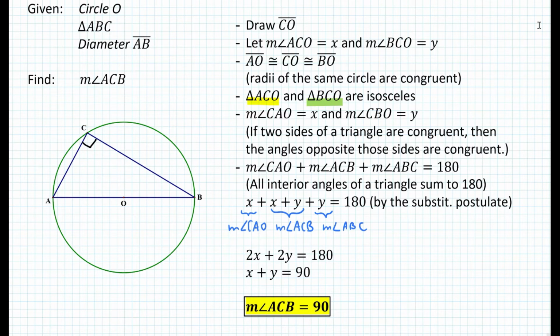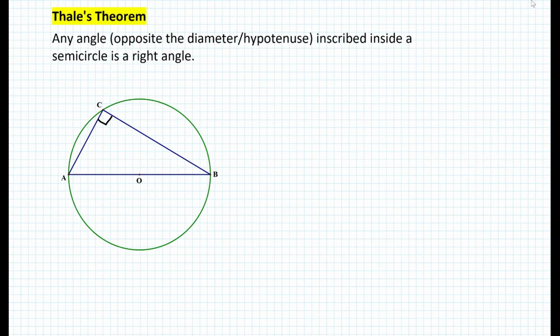So this was actually developed by a Greek mathematician a long time ago. His name was Thales, or Thales in Greek. So let's introduce his theorem. According to Thales' theorem, it states that any angle opposite the diameter or the hypotenuse inscribed inside a semicircle is a right angle.